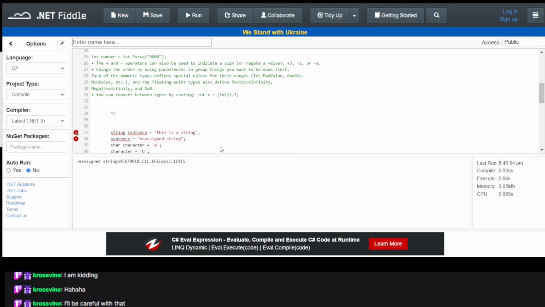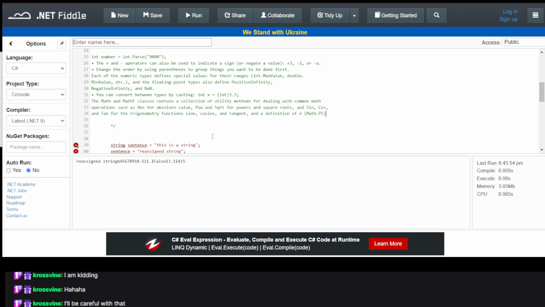The Math class contains a collection of utility methods for dealing with common math operations, such as abs for absolute value, pow and square root for powers and square roots, and sine, cosine, tan, trigonometry functions sine, cosine, tangent, and a definition of pi, Math.pi. Computers were built for math, and it is high time we saw how to make the computer do some basic arithmetic.